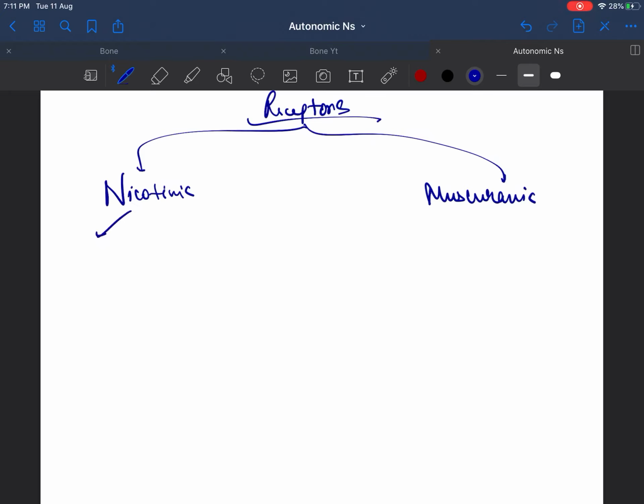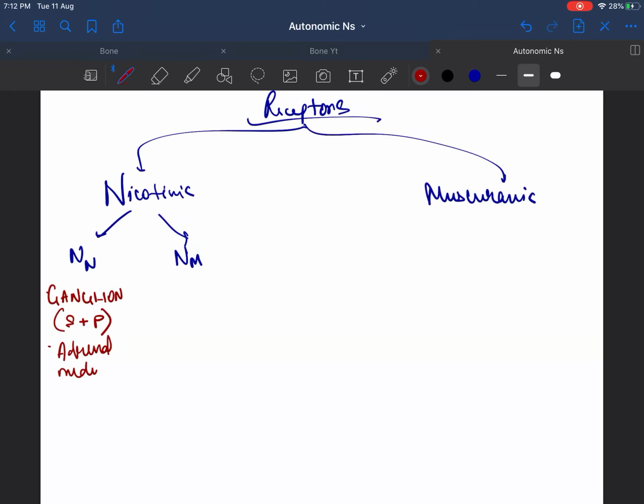So nicotinic is of two types. We have NN receptors and we have NM receptors. It is very much important to know where these receptors are usually located in the body. The NN receptors are usually located at the ganglions, both the sympathetic and parasympathetic. Both ganglions contain the NN receptors. Also, these are present in the adrenal medulla.